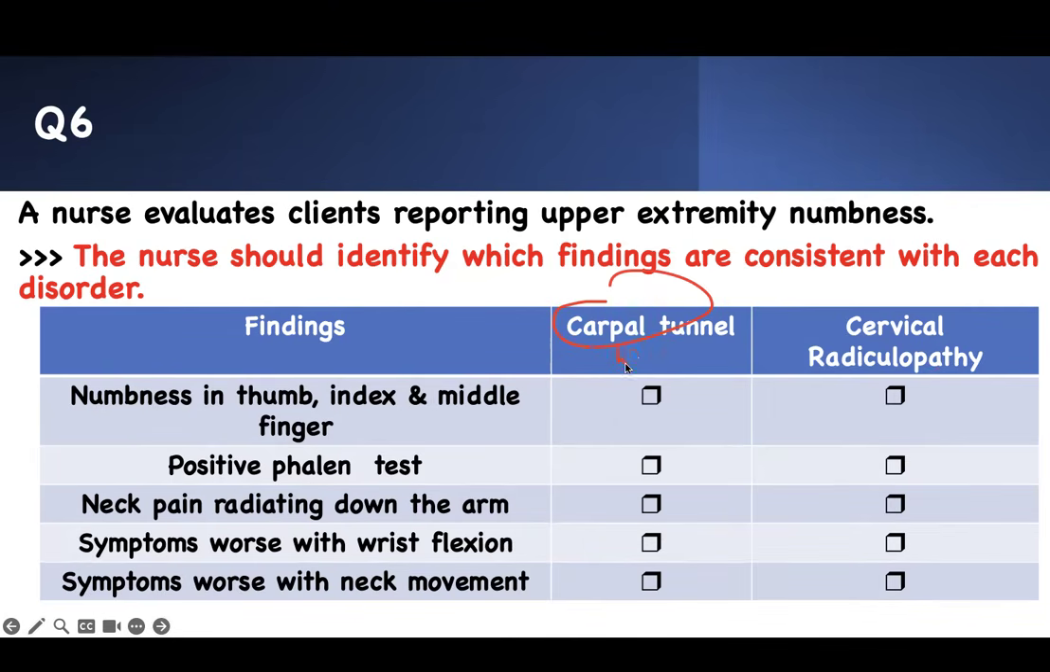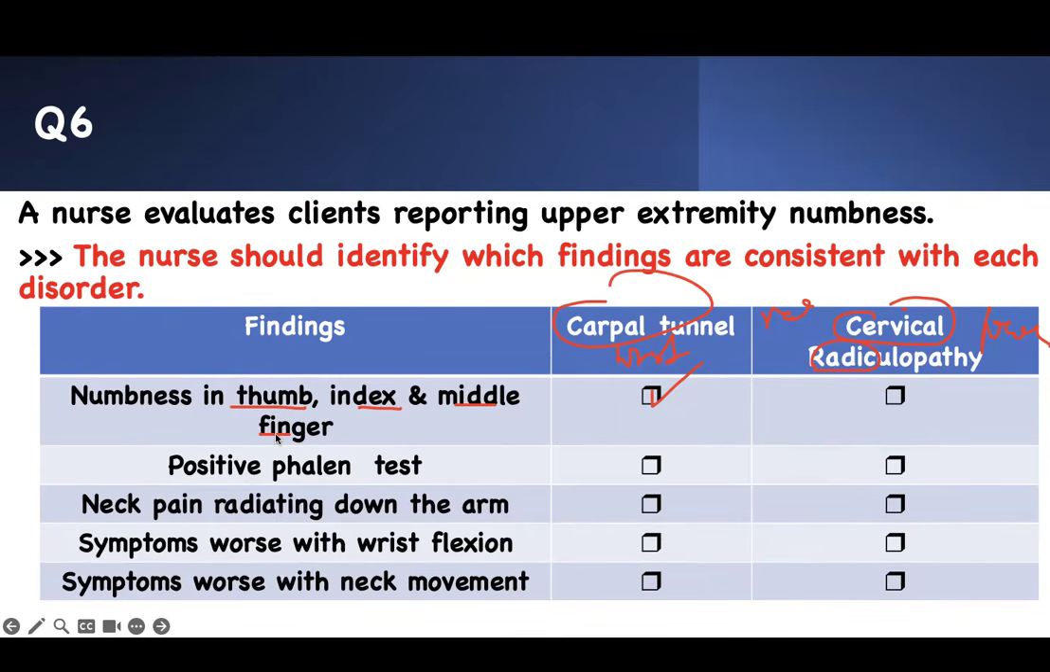Carpal tunnel is associated with your wrist. Cervical means your neck. So the problem is in your neck. That's all. Therefore, if I say I have numbness in my thumb, index finger, and middle finger, this is associated with carpal tunnel because it's near your wrist. Radiculopathy means radiating, so you have neck pain that goes somewhere. This one does not say it goes anywhere. It's numbness in the thumb, index, and middle finger: carpal tunnel.